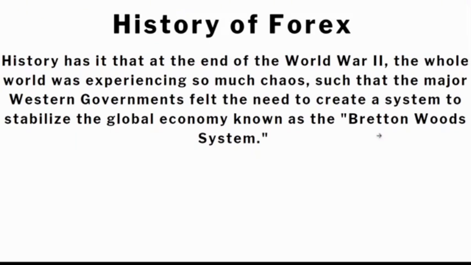History has it that at the end of World War II, the whole world was experiencing so much chaos, such that the major Western governments felt the need to create a system to stabilize the global economy, known as the Bretton Woods system. So after World War II, there was so much chaos in the world. The Western governments had to come together and come to an agreement. That was the Bretton Woods system, when this initiative began.